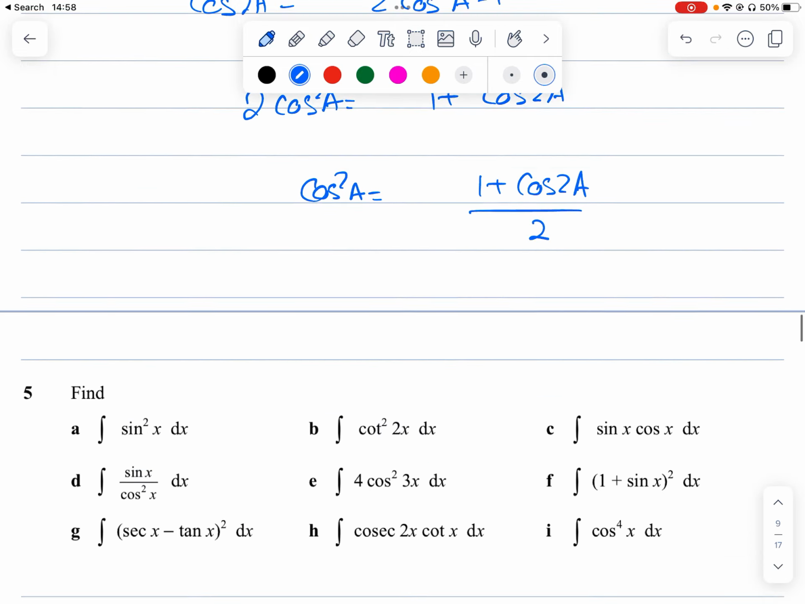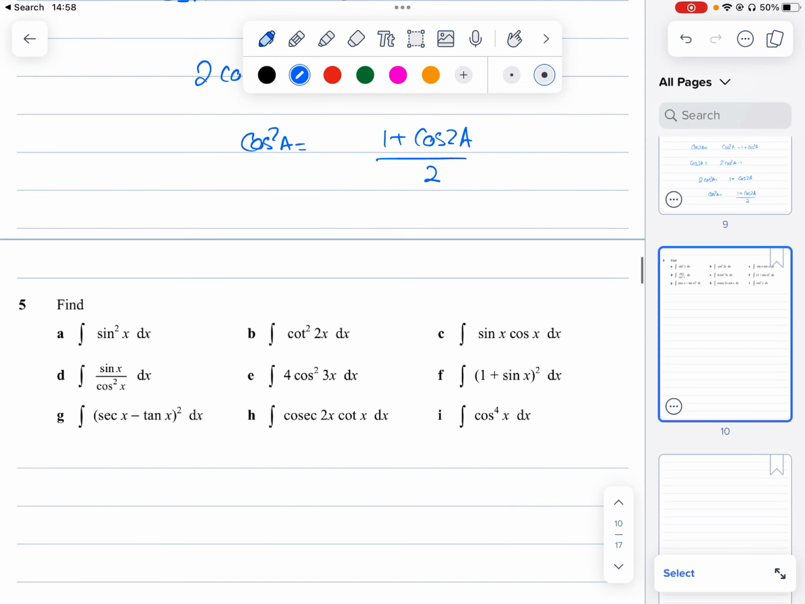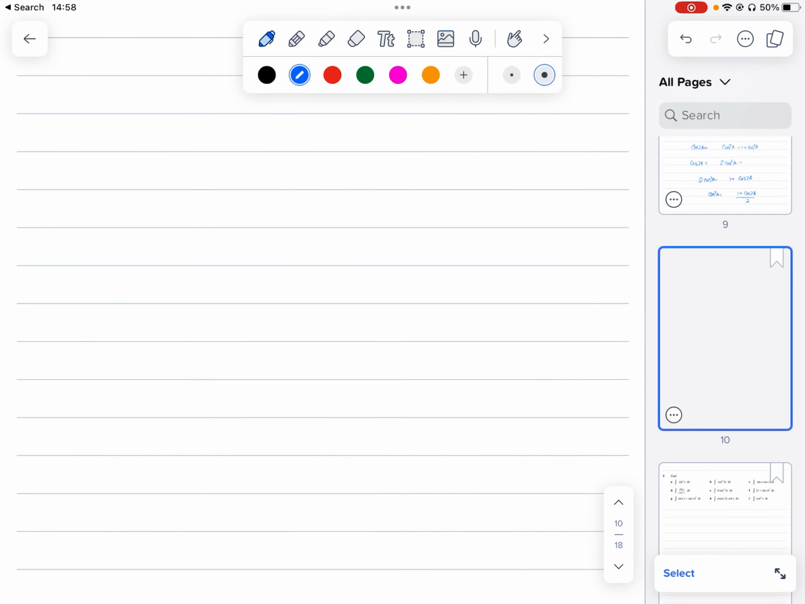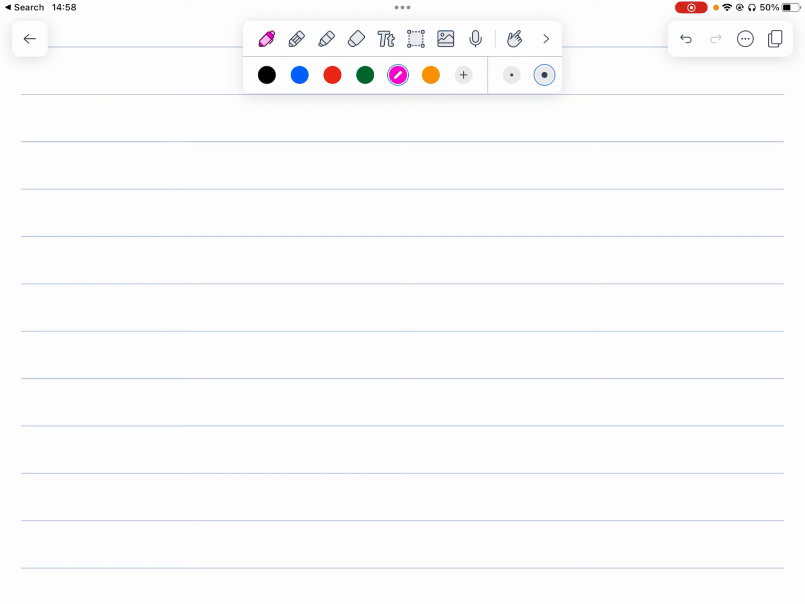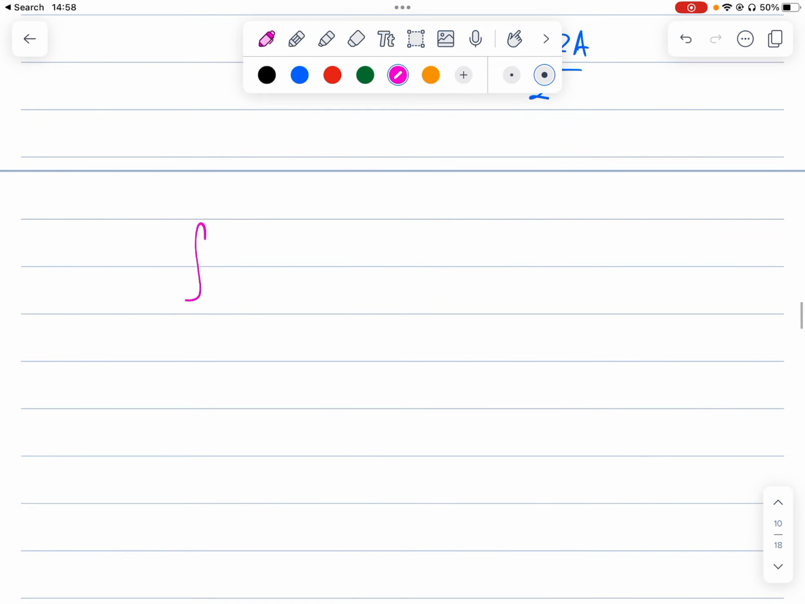Then find the integral of cos square x. We have to find the integral of cos square x based on this formula. This is another format of the double angle formula. So cos square x dx. Just now we have done 1 plus cos 2x upon 2 dx.